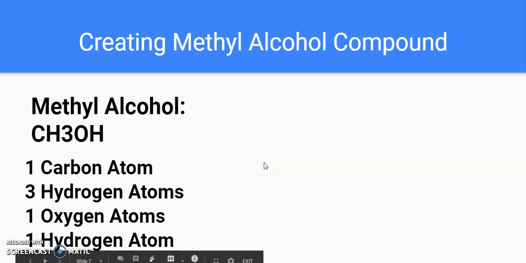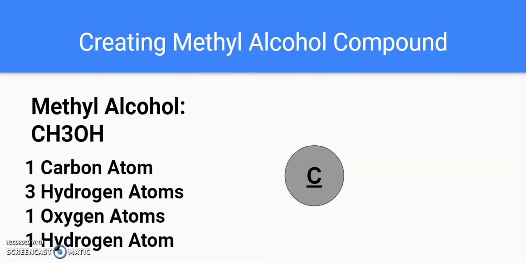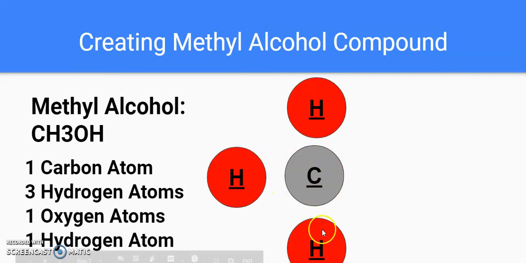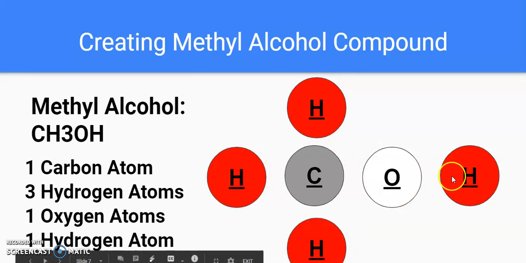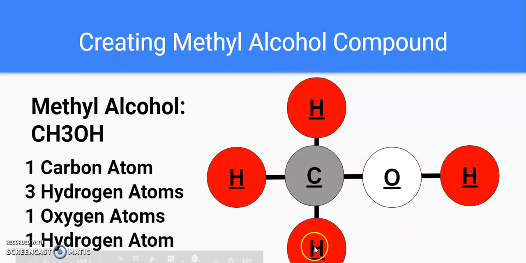So now we're going to start off with drawing out our model. Like I said, we have 1 carbon, 3 hydrogen, 1 oxygen, and another hydrogen atom. And we can't forget we have to create the chemical bonds in between. And there you go, we have our chemical bonds connecting hydrogen to carbon, and then oxygen to carbon, and hydrogen to oxygen.